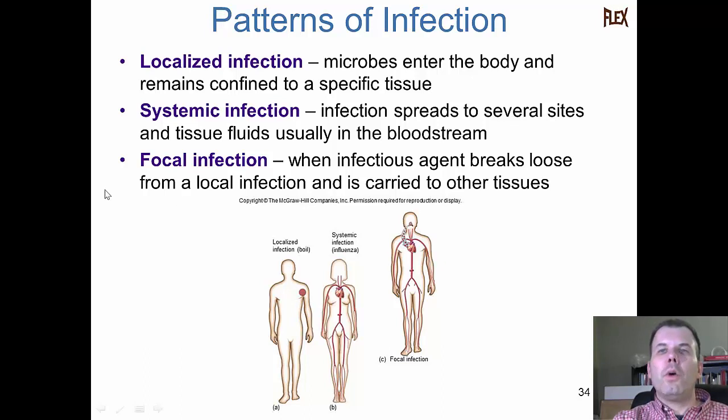All right. So what are the patterns of infection? You can have a localized infection, and this is basically if you have a skin infection or an infection of your tooth or maybe an infection in your nose. That's a localized infection, okay? Upper respiratory would be localized.